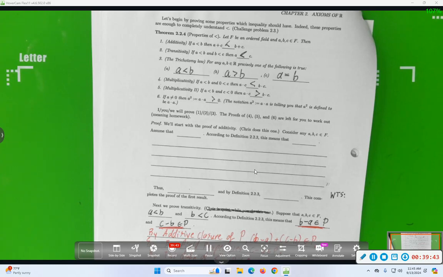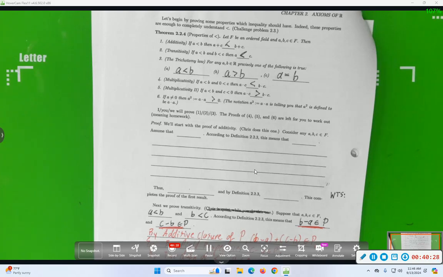Alright, so do you want to write down the words? Yes. Okay, so by additive, start by definition 2.2.3, A less than B implies that B minus A is... Alright, and then by additive inverse.